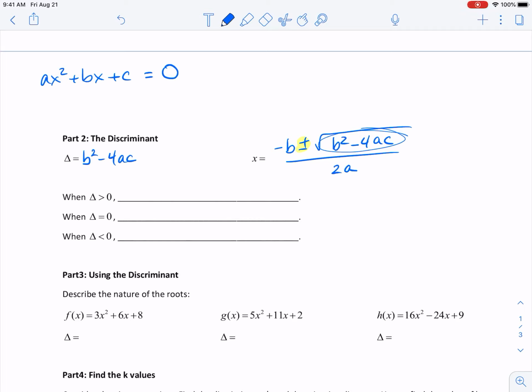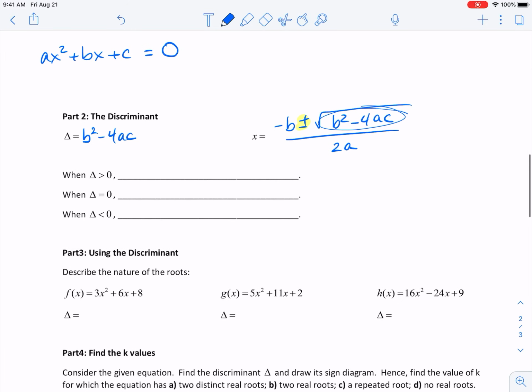So it lets you know if there's going to be two real answers, two non-real answers, or a repeated root. This can be really helpful for us. Like if I have x is equal to negative b plus or minus 0 all over 2a, well then I just have that x is equal to negative b over 2a, which tells me that my quadratic is going to bounce.